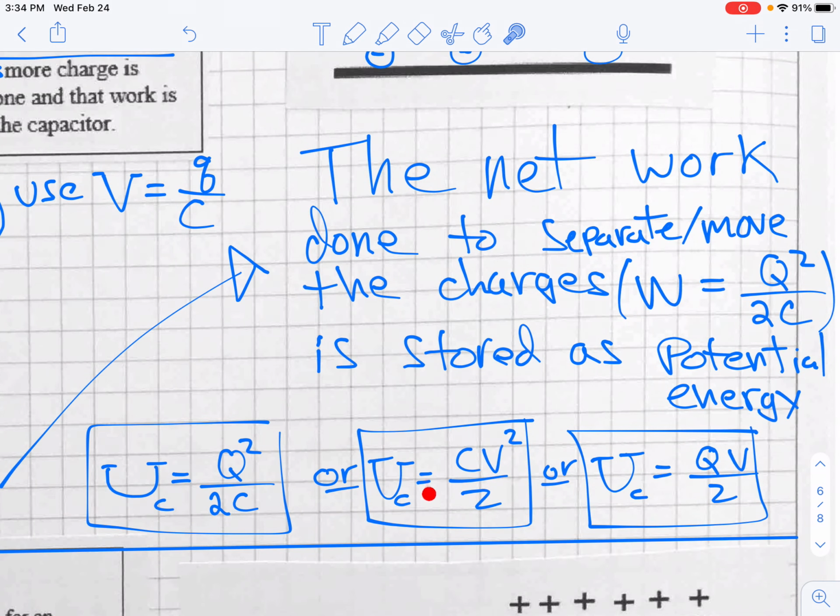And we have 3 variations to this formula again. The one we got from our integral was Q squared over 2C, or 1/2 Q squared over C. C is Q over V. If you put a Q over V on the bottom of this, it would flip around. One of the Q's would cancel, and we'd get QV over 2. And Q is C times V. So if you plug in CV here, you get C times V times V, CV squared over 2. All 3 of these are equivalent.